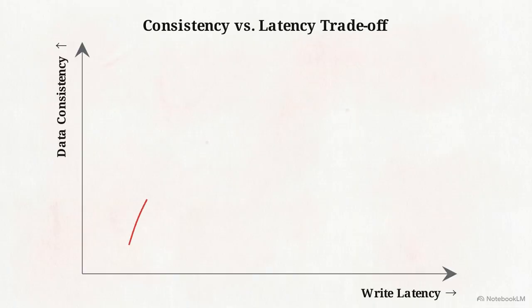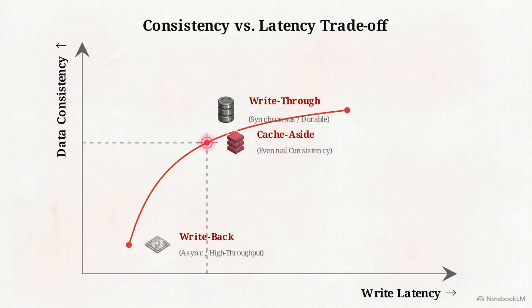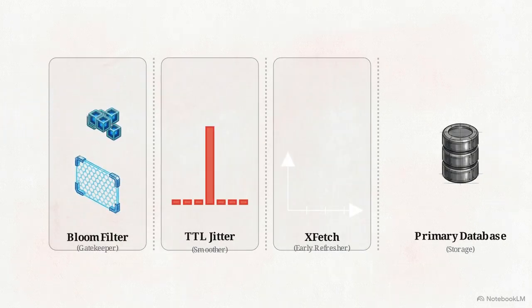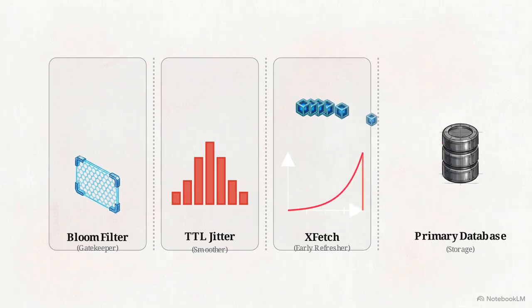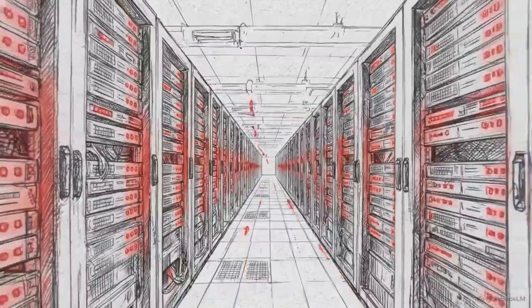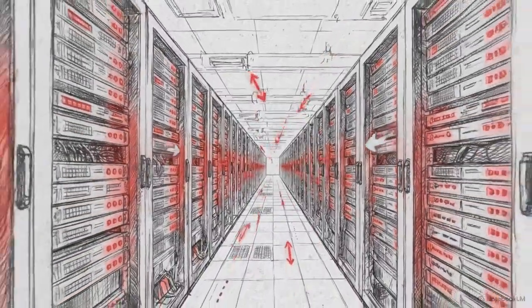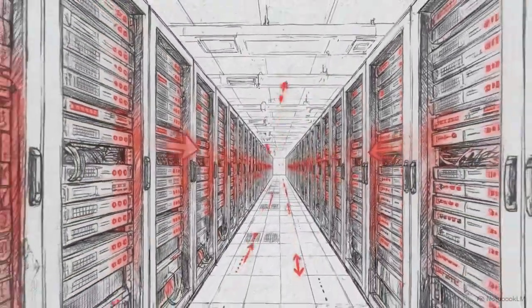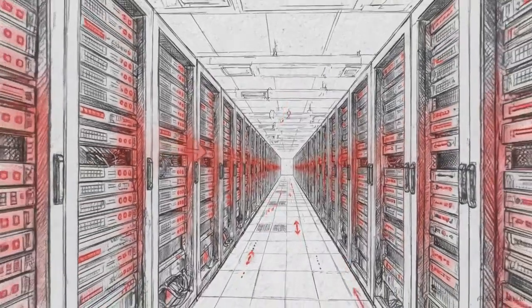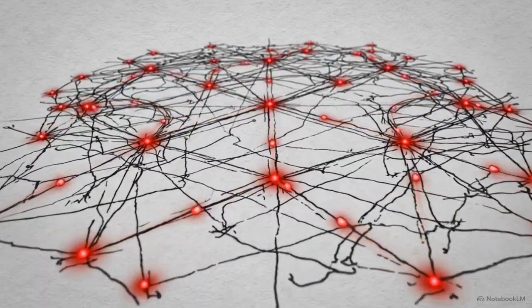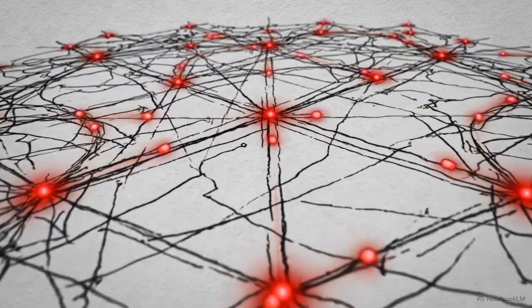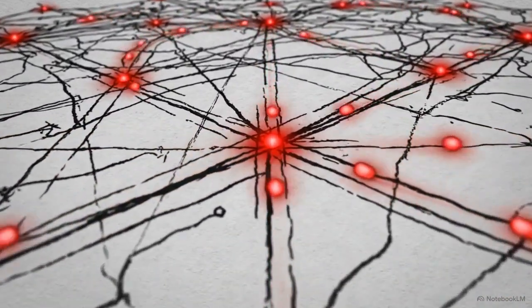Application layer synchronization patterns determine the foundational balance between data consistency and write latency. Algorithmic mitigations, including Bloom filters, TTL jitter, and xfetch, act as the primary defense against database overload. The final topology, whether Sentinel or cluster, depends on the physical requirements of your total dataset and write throughput. System resilience emerges from the precise engineering of how data enters, expires, and scales across the distributed network.